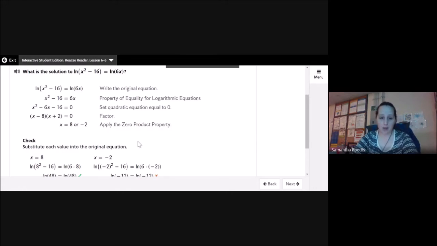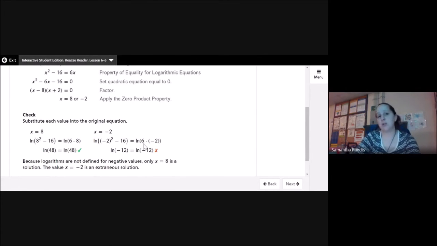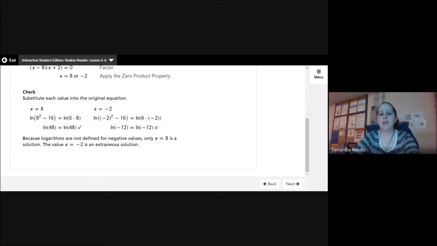Make sure that you check because you may have an extraneous solution on your hands. So I substitute each value into the original equation, x equals 8, which does work. It gives me ln 48 equals ln 48. Okay. I also substitute in negative 2. I get ln negative 12 equals ln negative 12. But I can't have a negative value here for ln. It doesn't work. So because logarithms are not defined for negative values, only x equals 8 is a solution. The value x equals negative 2 is an extraneous one.